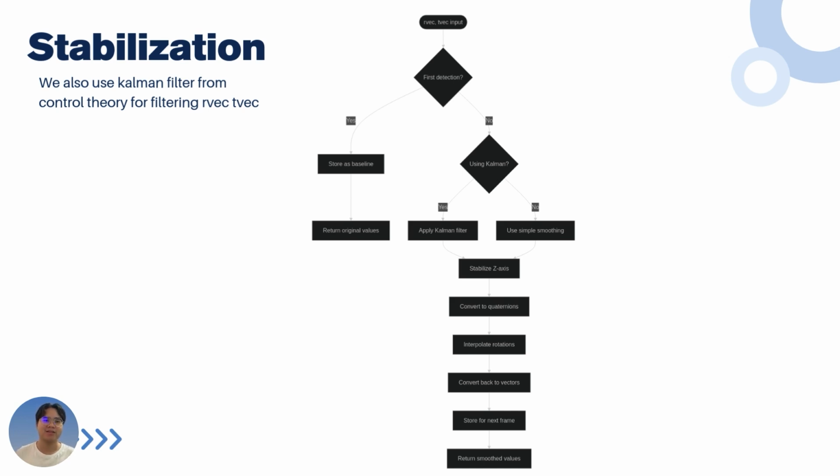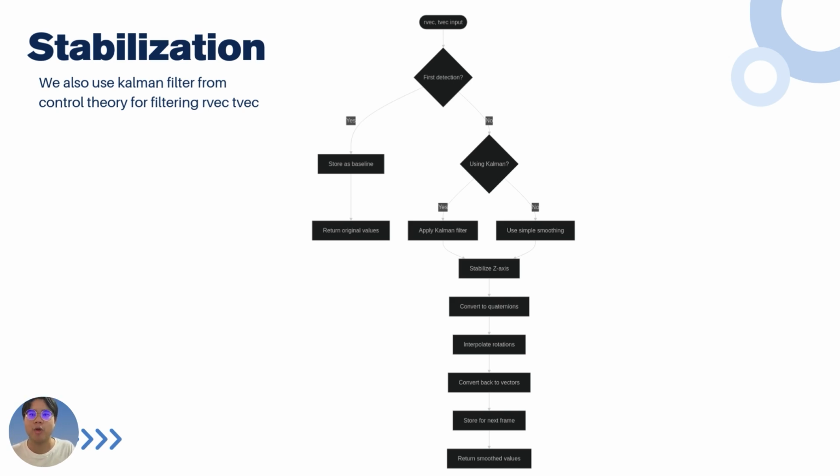The z-axis is unstable when we acquire our TVEC from solvePnP. But we think we can use the Kalman filter from the control theory that we learned last semester to filter the RVEC and TVEC for a better approximation. So this is our flow chart. As you can see, if we are going to use Kalman, it should not be the first detection. If it's the first detection, it will be stored as data for the baseline. Let's say this is not the first detection.